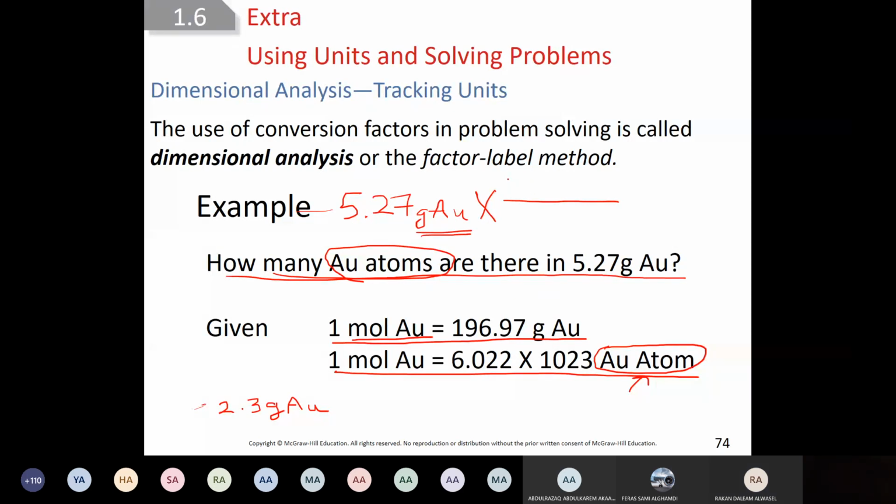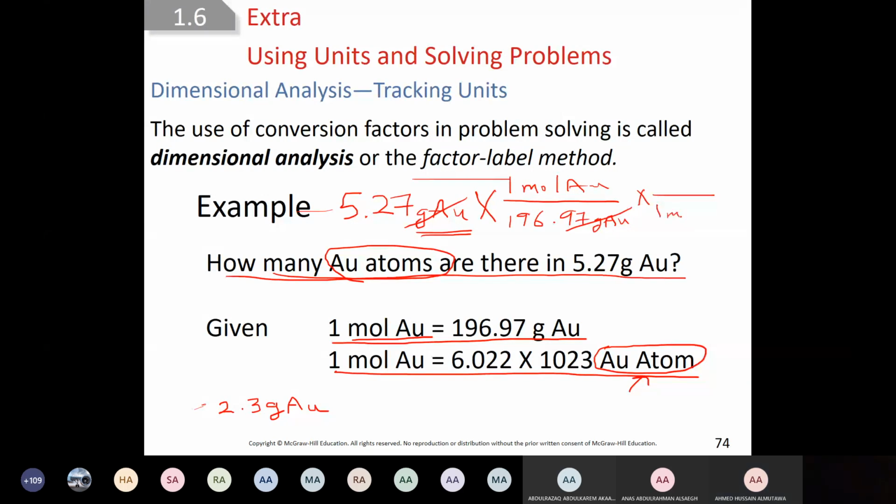What's the fraction? 1 mole over 196.97. What should I write? 1 mole Au and down 196.97 gram Au. I'll get rid of this unit with this unit. Am I done? No, multiply by the second fraction.